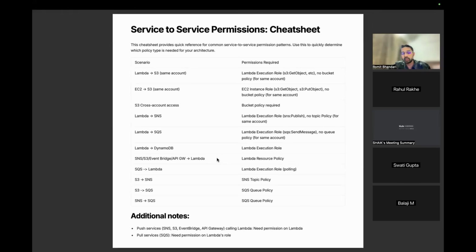Pull services, where the Lambda is pulling from that service or polling from that service, you need permission on Lambda's role. That's typically how it works. Very important slide, I would say one of the most important slides of today. This basically gives you a gist of what you would require to access whatever resource, be it Lambda to S3 or EC2 to S3 and so on. So this gives you that idea.